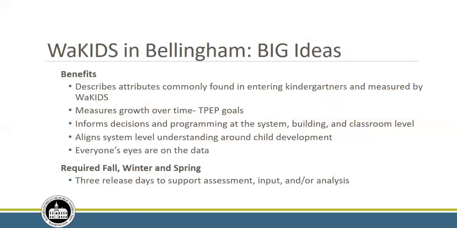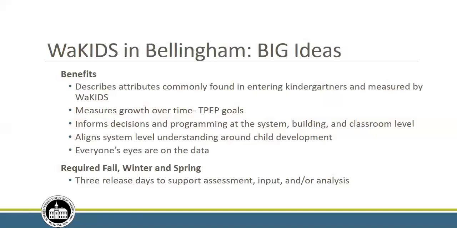They may hire another teacher to come in the classroom that day. We do not have instructional assistants in our kindergarten classrooms, and so sometimes that's beneficial. They may use it to analyze data. They may use it to upload data, but they do get 3 release days over the course of the year.